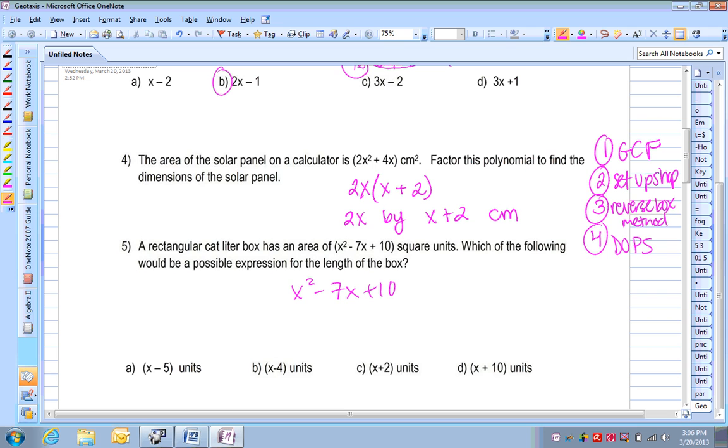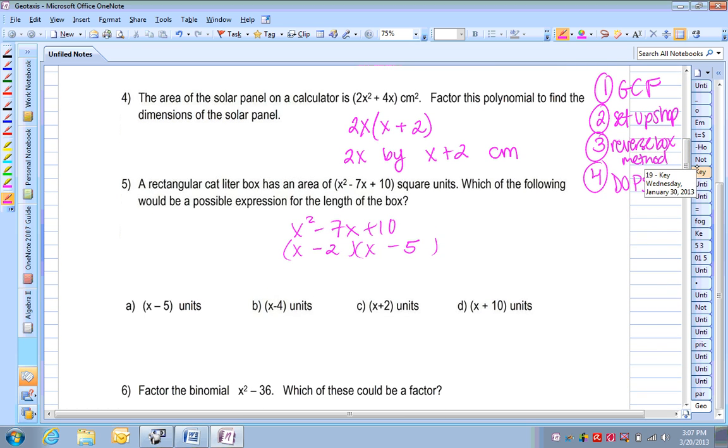And we see, can we set up shop? Well, we can set up shop because there is not a number in front of x squared. The way we set up shop is we put 2 sets of parentheses, and we put an x and an x in the front. Then we have to find 2 numbers that multiply to 10 and add to negative 7. The 2 numbers that multiply to a positive 10 but add to a negative 7 are negative 2 and negative 5.